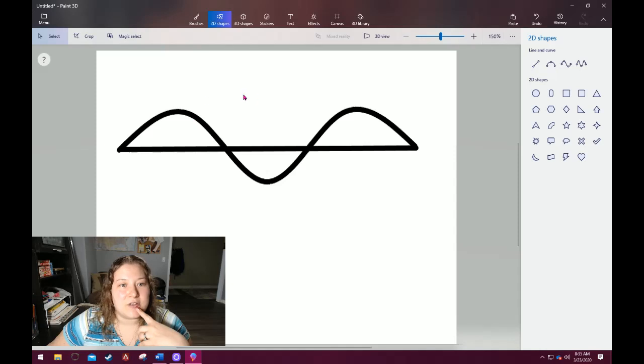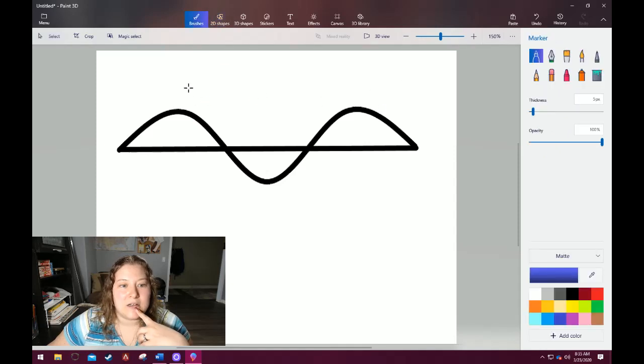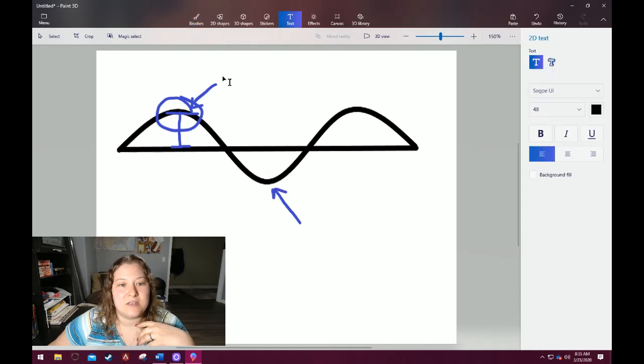So the first thing I'm going to talk to you about is this here. This here, the very top of your wave, is called a crest. And the crest is measured from the baseline all the way up to the very top of your wave. And the next definition, and let's put some text in here, that way you guys know. Just make it smaller. This is called the crest.